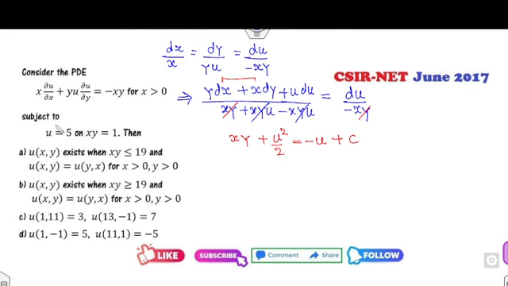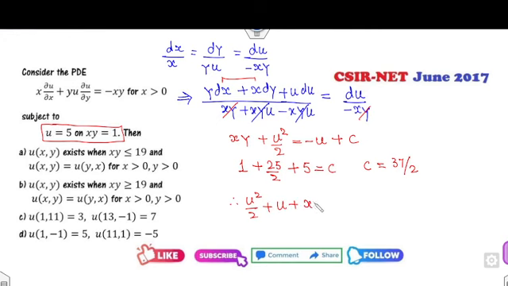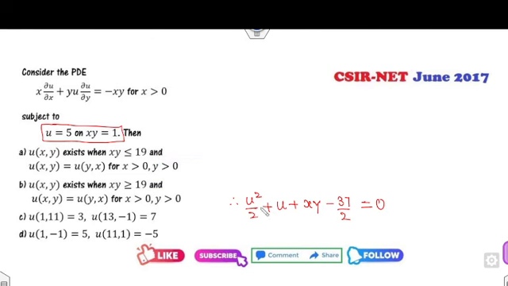Now can you find this constant? Because my condition is given to you. So xy is 1, u is 25, plus 5 is equal to C. So what is my C? 37 over 2. So therefore, u square over 2 plus u plus xy minus 37 over 2 is equal to 0. Fine. So can you find the solution u? It's a quadratic in u. I can solve this equation quadratically. So I can say u square plus 2u plus 2xy minus 37 over 2 is equal to 0.